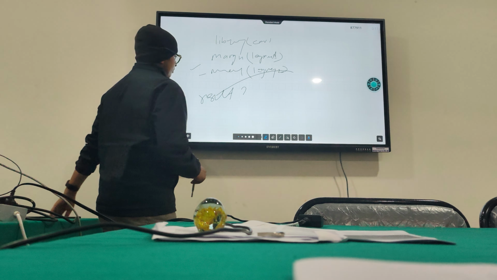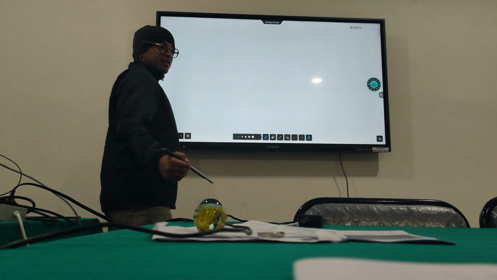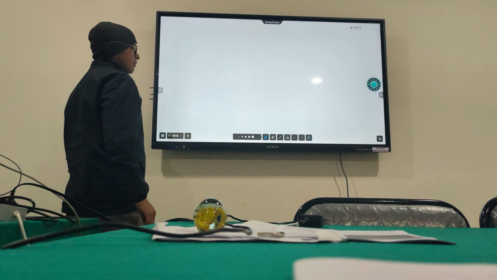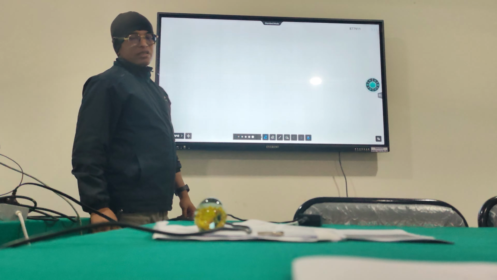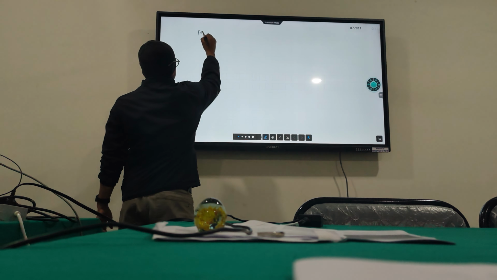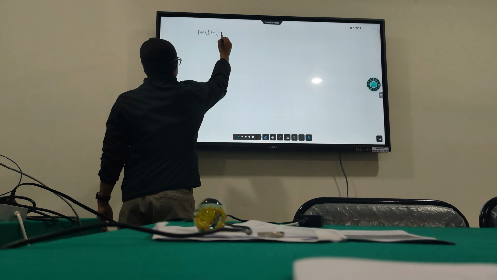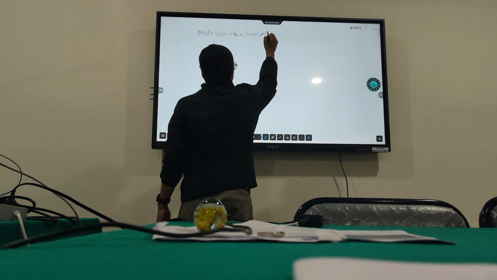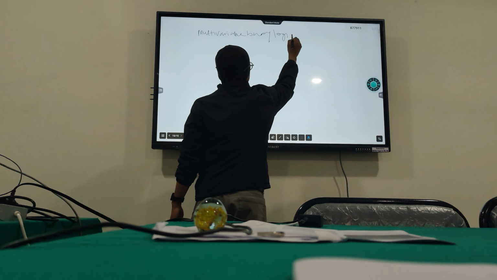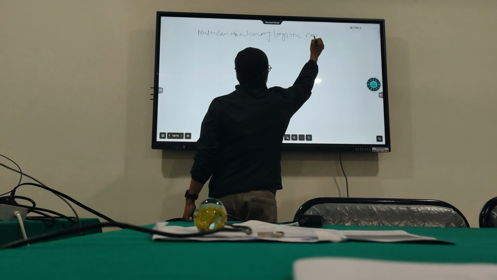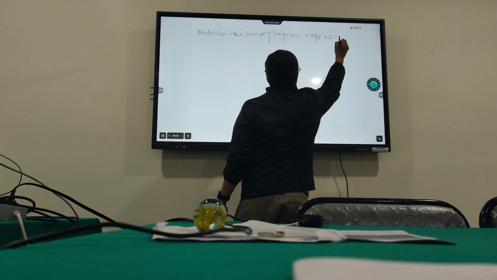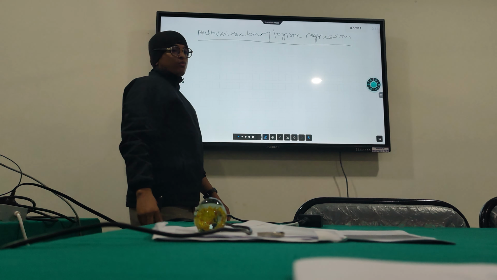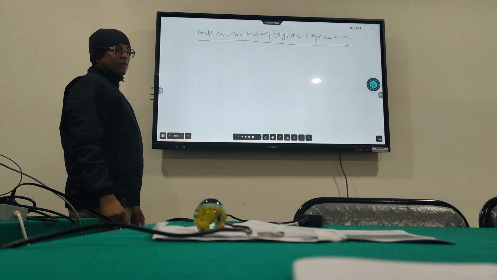Okay, when simple is done, for multiple what will we do? Multivariable binary logistic regression, right? Multivariable binary logistic regression. What is it?